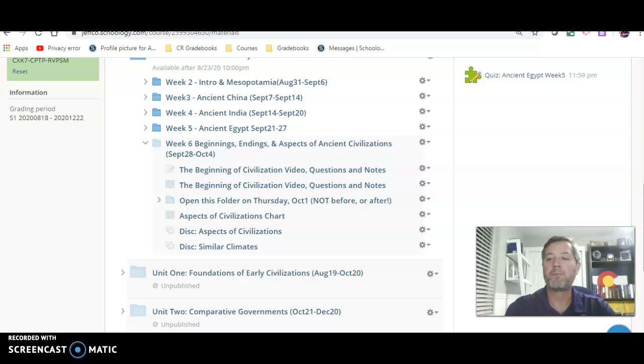Your suggested schedule will take you through Monday through Friday. On Friday, as you know, all of your assignments are eventually due on Sunday, but the suggested schedule will go Monday through Friday.